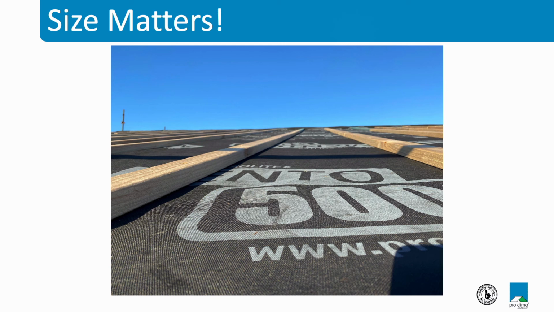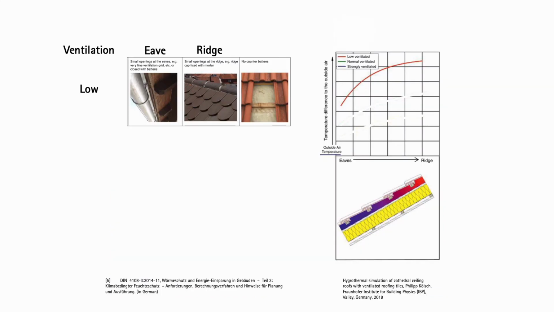So the question is, how big of a gap do we actually need to take effect? Coming back to Philip Kolsch, his research looked at 3 different levels of ventilation, starting with low, which is essentially doing nothing special. There's no counterbatten here. We're just relying on the small gap that's formed by the regular battens that are there anyway to hold, in this case, the tiles. And we do see some benefits.